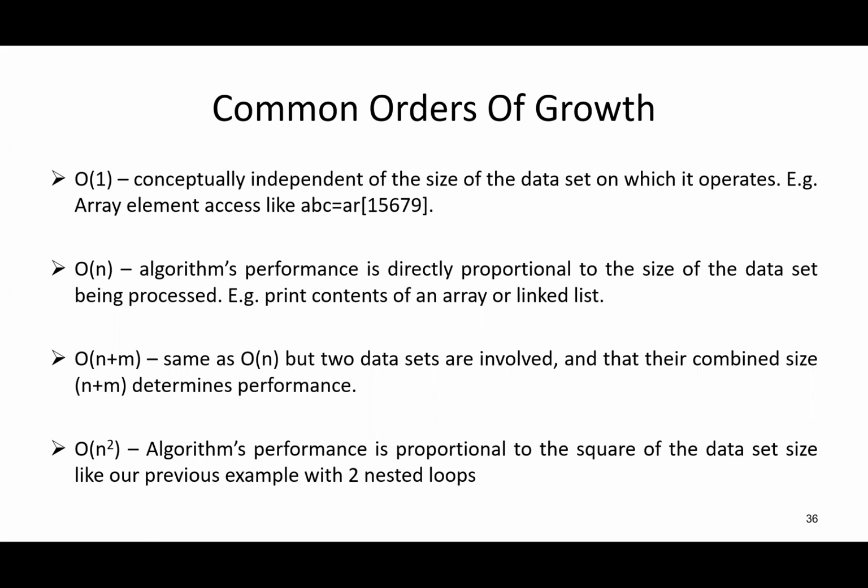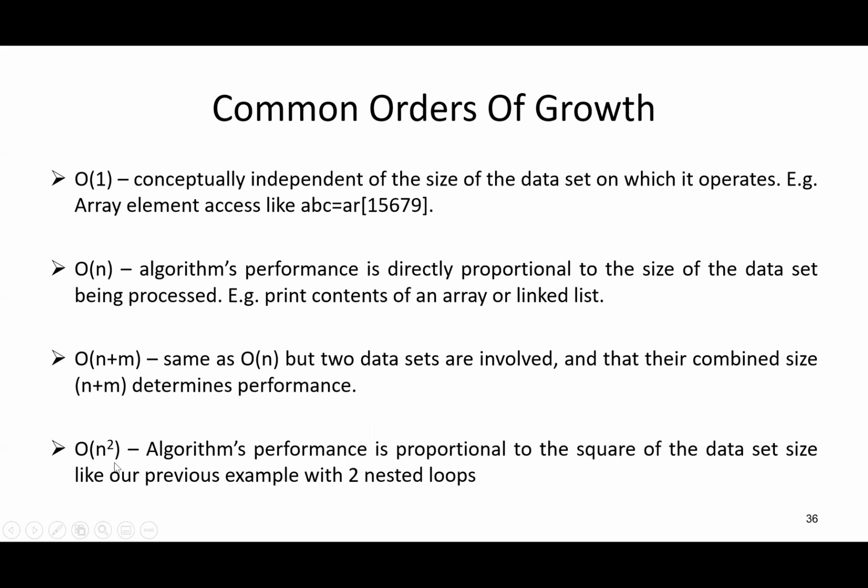The final f(n) that you get, usually you will have an n there. So it means it depends on your data size. It increases linearly, like the time taken based on your data size. Okay, you can also have order of n plus m. This is similar to order of n, but maybe in your algorithm you need 2 data sets. That's why it's n plus m, where your n and m, these 2 data sets, are of different size, but their combined size determines the performance.